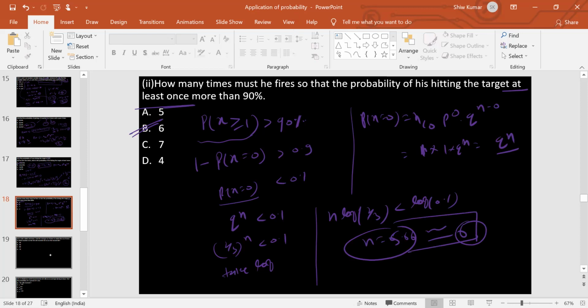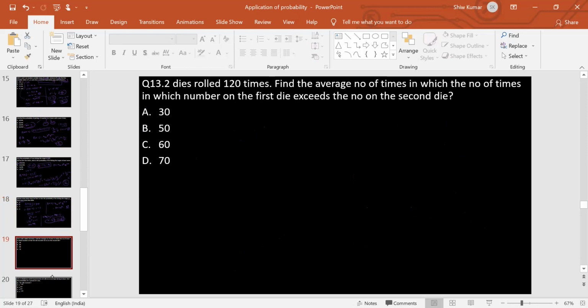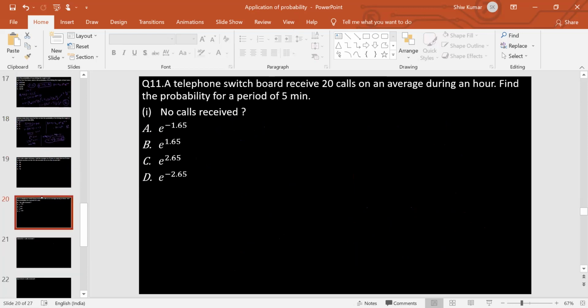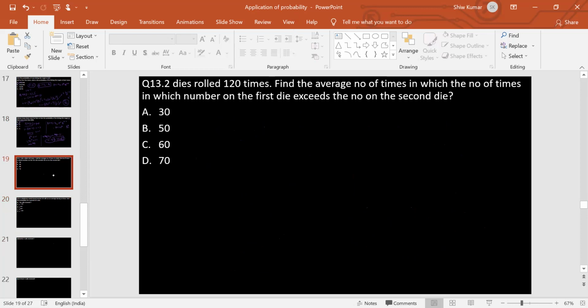Okay, there is one more question based on that. We'll discuss this one. There it is given that 2 dice are rolled 120 times. So n is equal to 120. Find the average number of times in which the number on the first die exceeds the number on the second die.